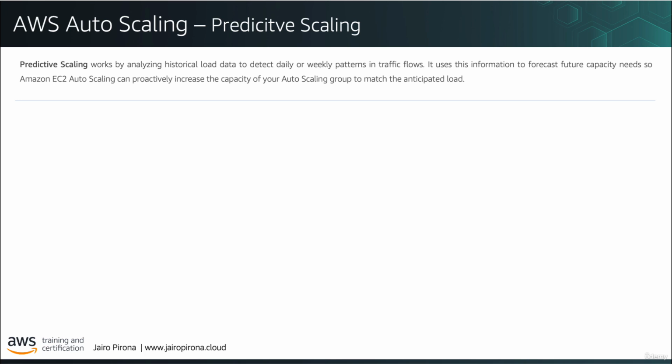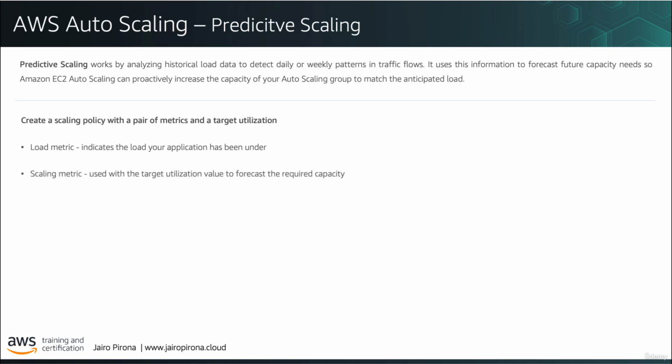To set up predictive scaling, you create a scaling policy with a pair of metrics and the target utilization value. The metrics are the load metric and the scaling metric. The load metric is based on historical calculations and indicates the load the application has been under. The scaling metric is the metric you want to target, or the metric you want to scale to. It is used with a target utilization value to determine the overall average utilization to be maintained.